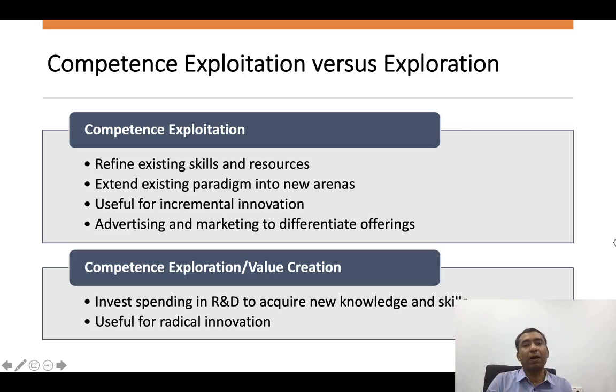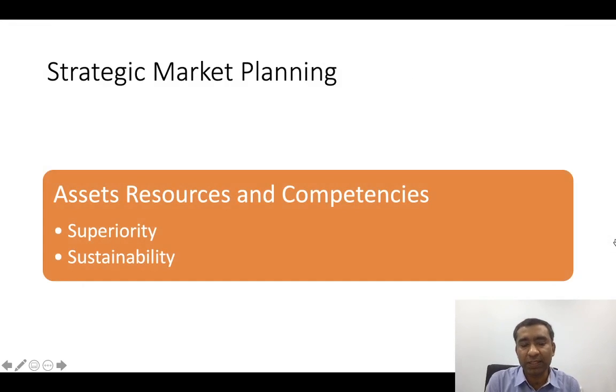So this is how our current assets and competencies can help us achieve our desired market. Our core competencies and assets will allow us to explore new markets and develop new products that are valuable for our customers. Okay, to conclude again, the assets are resources and competencies. They can allow us to be superior and to be sustainable in the market. For what? For our customer.